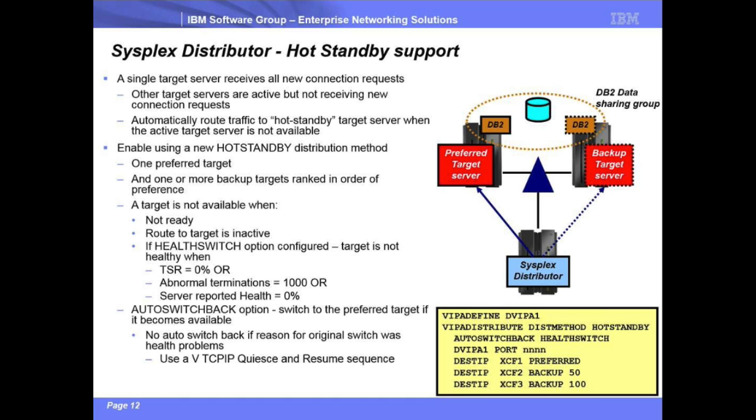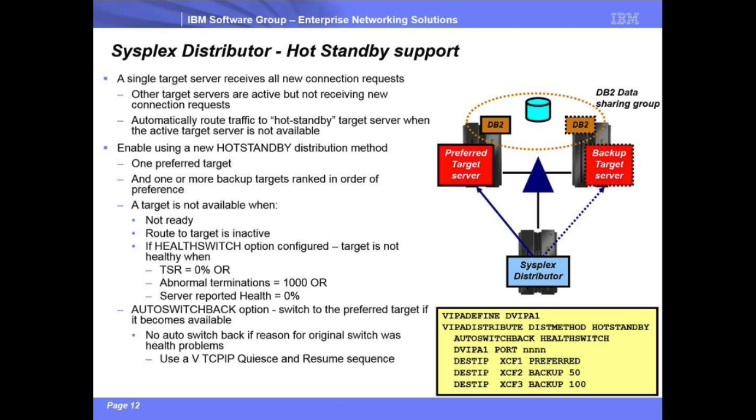Hot standby support was mentioned earlier in this presentation. When this distribution method is configured, the goal is that all connections will be directed to only one active target, and the other targets are just hot standby, so they won't receive any connection requests. The other targets are active so that the distributor knows that they're available, but the distributor directs everything to a preferred target server. If the preferred target server becomes unavailable, then the distributor switches over to the highest ranked backup target server.